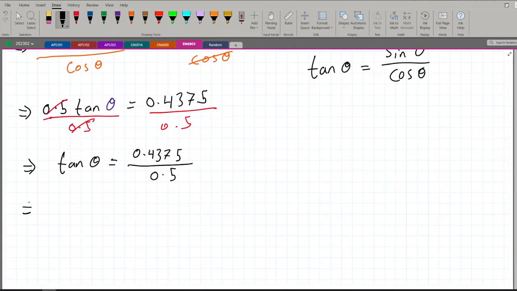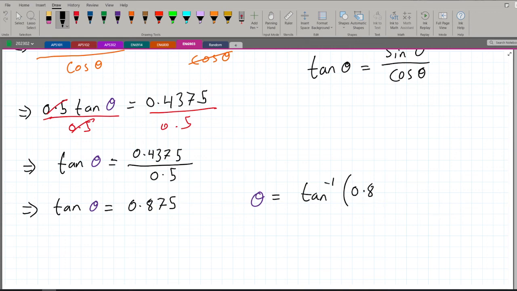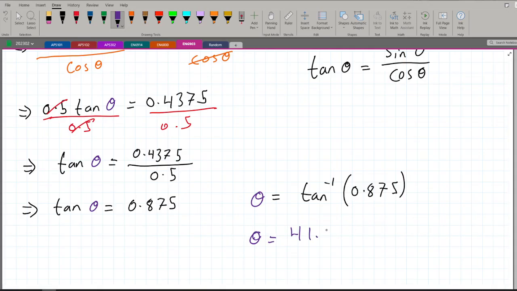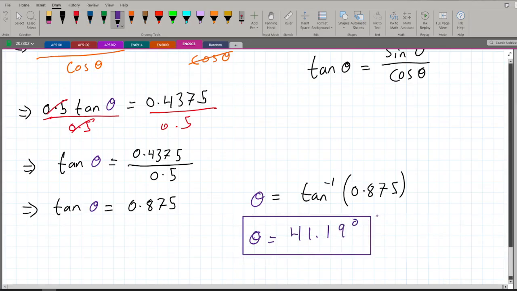So tan theta is equal to 0.875, and simply here all we have to do is tan inverse so that we can find our theta. So theta is going to be equal to tan inverse of 0.875. So theta will be equal to 41.19 degrees. And this is how it will be for question 2 of the ladder problem.